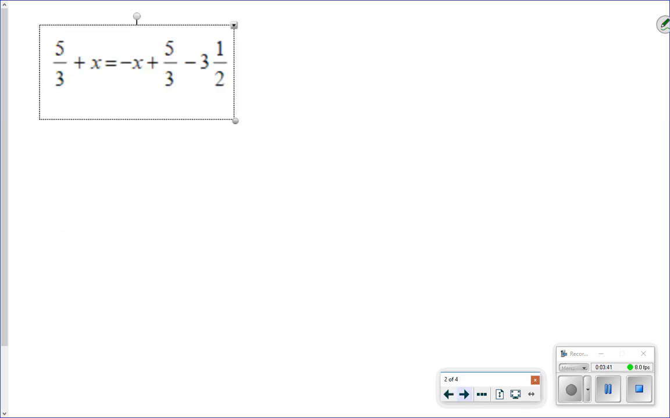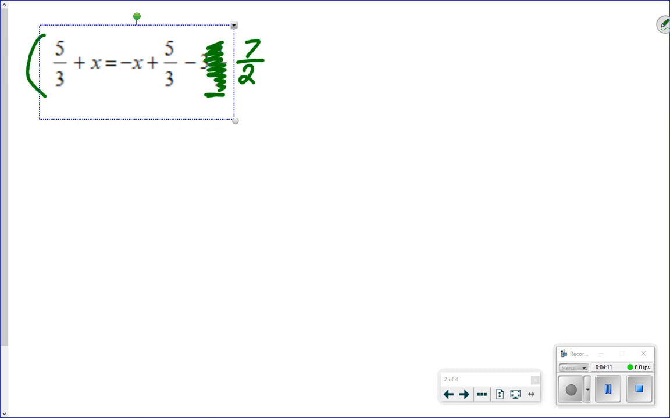Okay, now in this example, we have some mixed numbers. If you happen to have any mixed numbers, you need to convert those mixed numbers to improper fractions before you get started. So right here we have a mixed number. I'm going to go ahead and convert that to an improper by doing 3 times 2 plus 1. So 3 times 2 is 6, plus 1 is 7. The denominator stays the same, and I'm just going to cross that out and replace it with 7 over 2. All right, now we can clear the fractions like we did earlier.